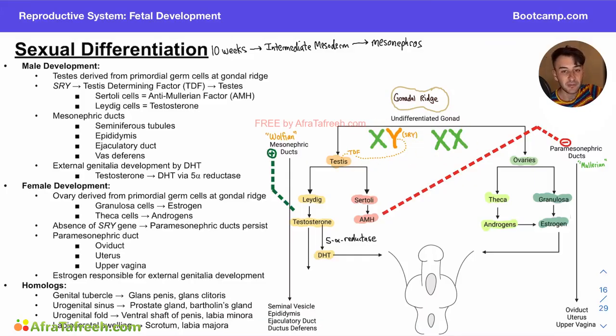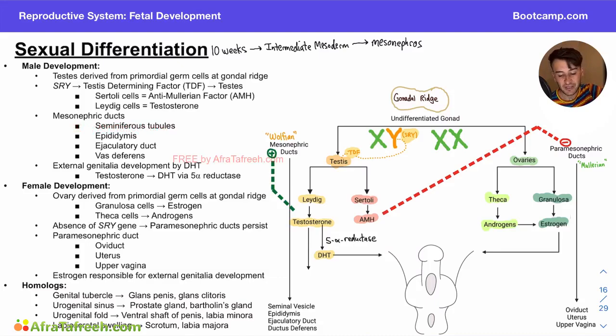And this Y chromosome is really important because the Y chromosome contains something called the SRY gene. And the SRY gene is responsible for the expression of a protein called testes determining factor. And testes determining factor does exactly what it sounds like. It produces the testes, so it's going to create testes from the gonadal ridge. So once we have our testes, we have two different cell types within our testicles.